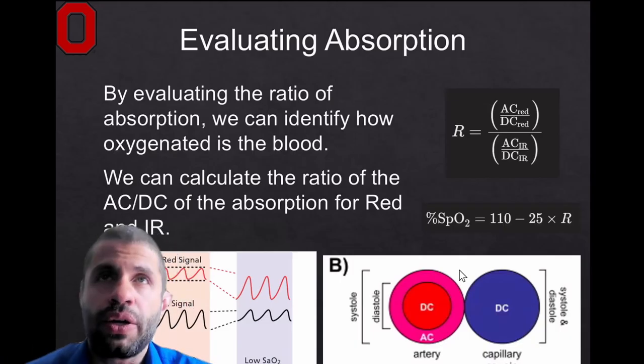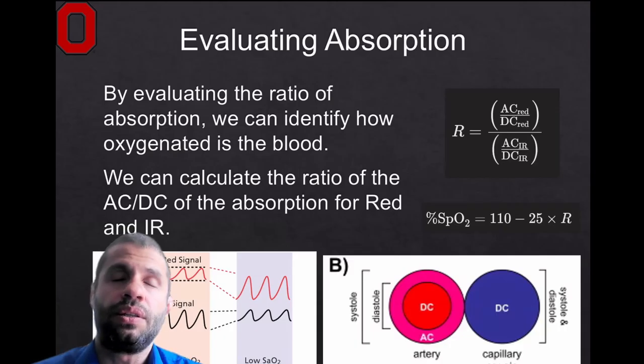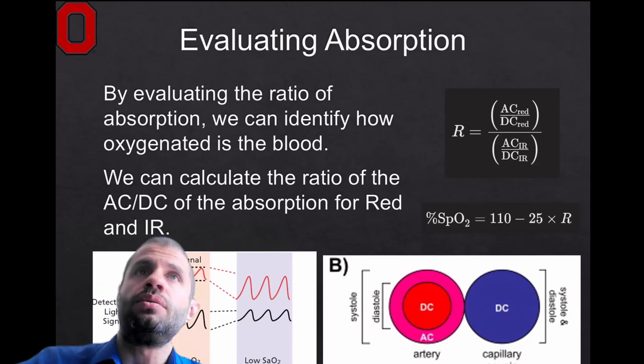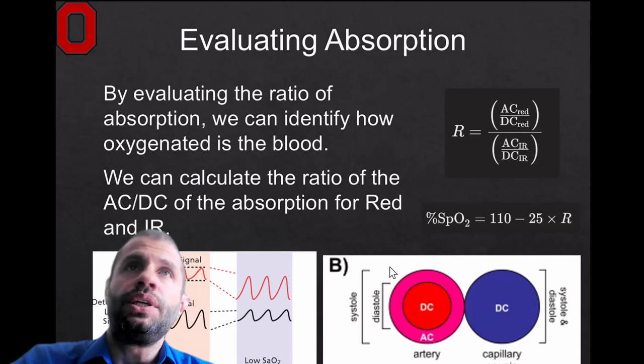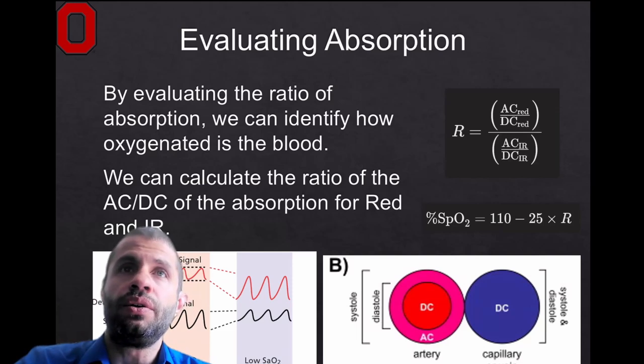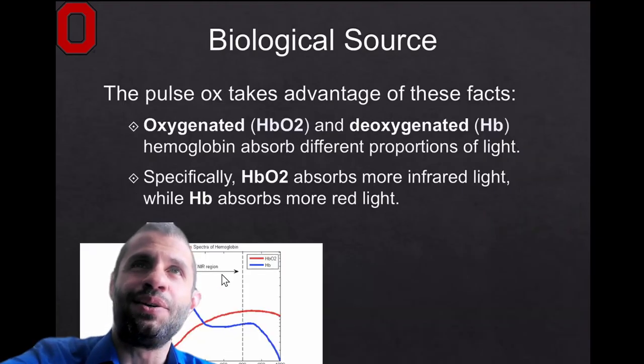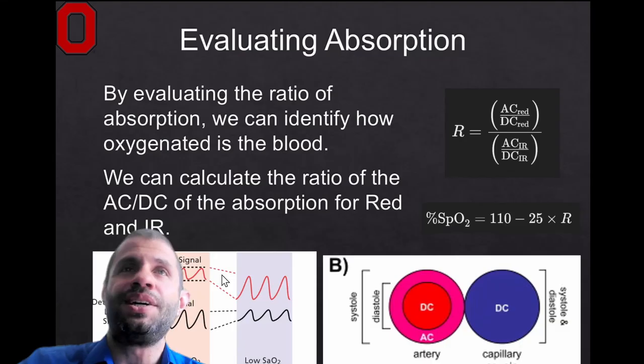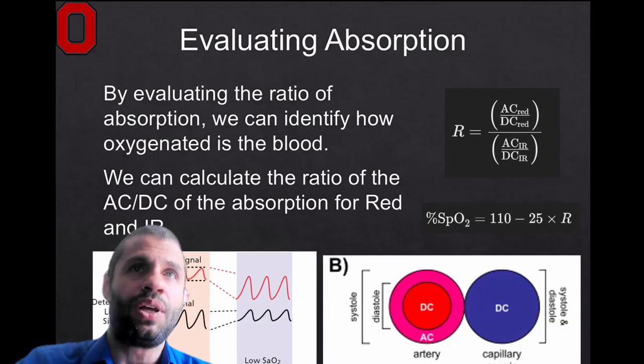Now, how do we make that calculation? How do we actually approximate that ratio or that percentage? So the way that we can do it is seeing here in this diagram, we have this red signal, which is going to be, if I remember correctly, because I always mix these two, the deoxygenated blood.